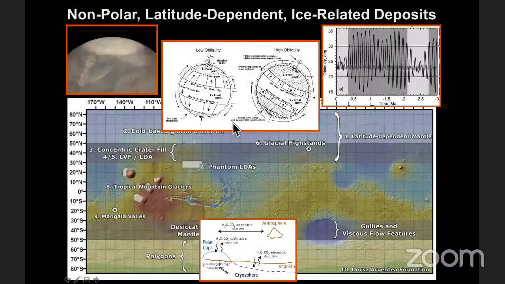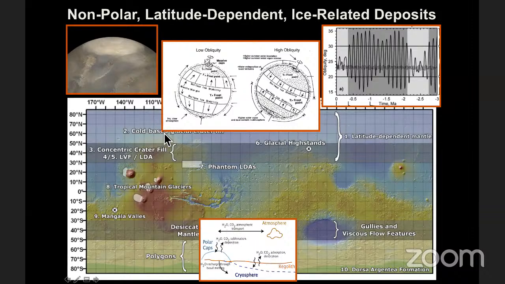And our strategy over the last, probably 15 or 20 years, has been to look at nonpolar, latitude-dependent ice-related deposits, with the reasoning that if we take a look at the current polar caps, we increase the obliquities we saw here, we look at the predictions of Laskar, the robust predictions over the last 20 million years, starting with these in the last couple of million years, and then we know the water cycle and CO2 cycle here from current observations over the last 50 years, and we can then model it.